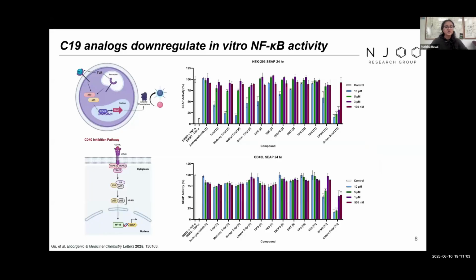Next. In order to investigate the ability of our compounds to inhibit NF-kappa B, we performed a secreted alkaline phosphatase assay, or a SEAP assay. Essentially, the addition of tumor necrosis factor alpha, or TNF-alpha, leads to the activation of NF-kappa B. The translocation and binding of NF-kappa B to the promoter can then be measured spectrophotometrically by the activity of the resulting SEAP on a colorimetric substrate called QUANTI-Blue.